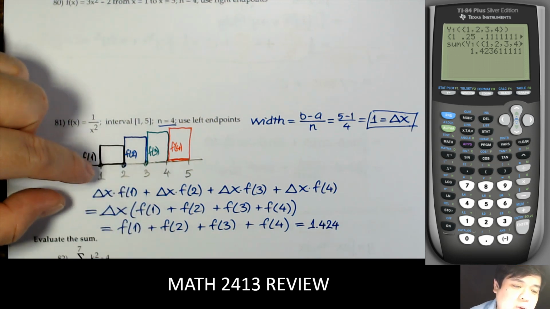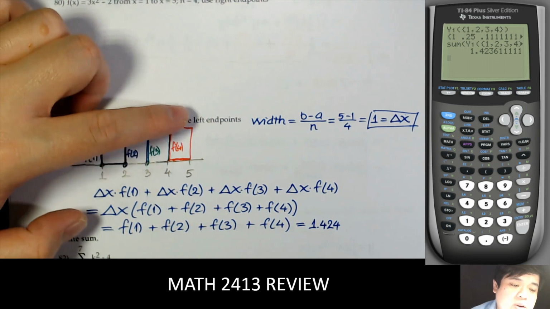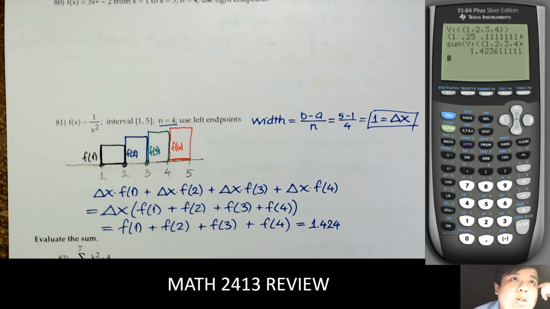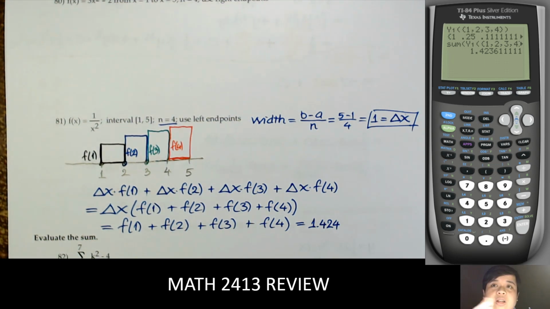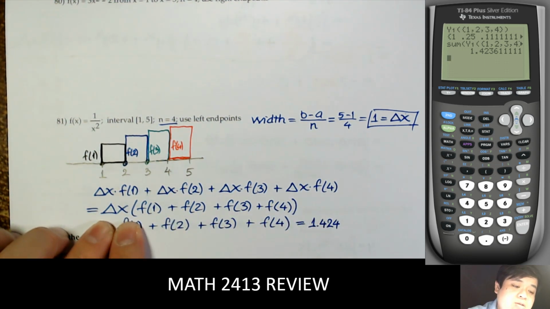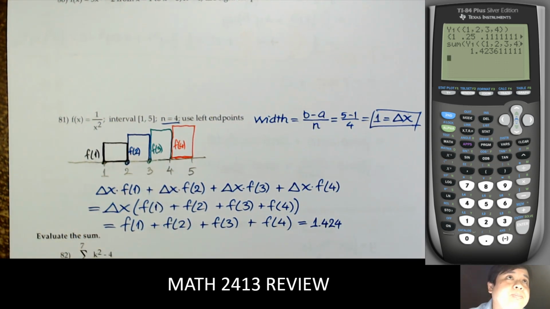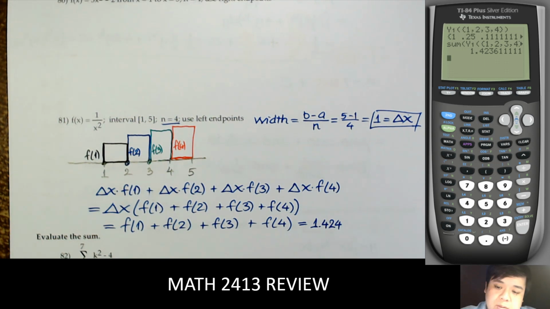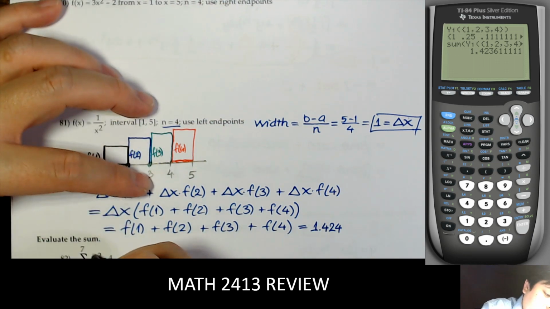That's what we have. Again, we find the width for each rectangle, and on this one we use the left endpoint to find the height. The width is 1, so the height times the width gives us the area of one rectangle. Since all the widths are equal, we can factor it out, and with the width equal to 1, we just take that away, and so that's what we have.